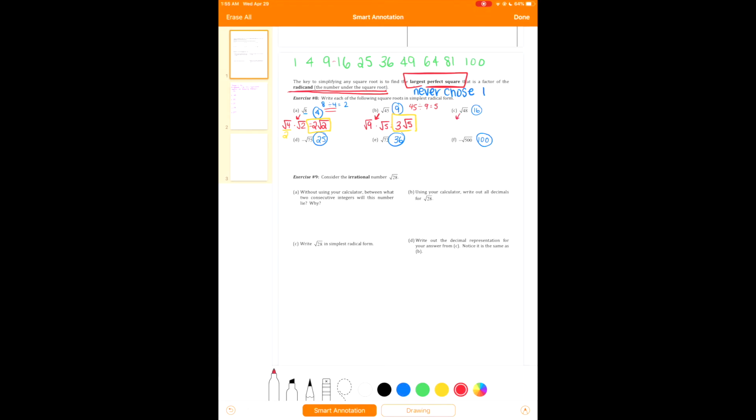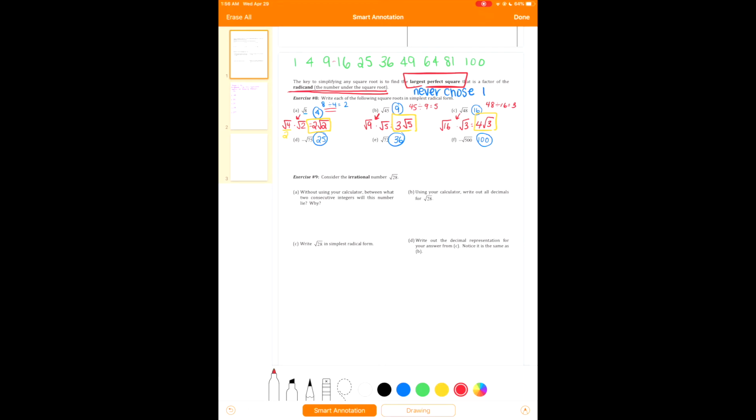For C, 16 was my largest perfect square. So radical 16 times radical 3 gives me radical 48, because 48 divided by 16 is 3. So 16 times 3 is 48. These two are equivalent. Radical 16 simplifies to 4, and radical 3 stays because it is not a perfect square. So my answer is 4 radical 3.